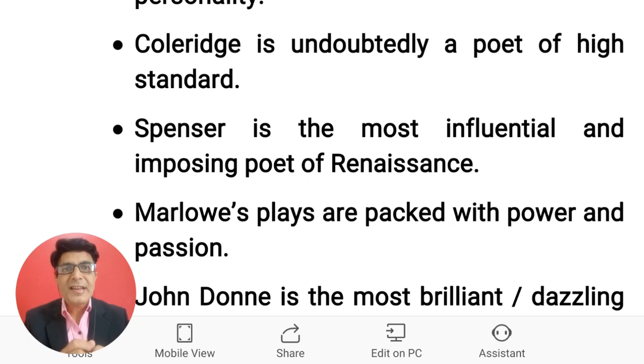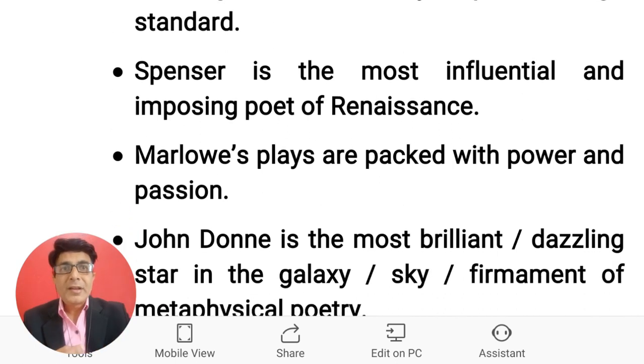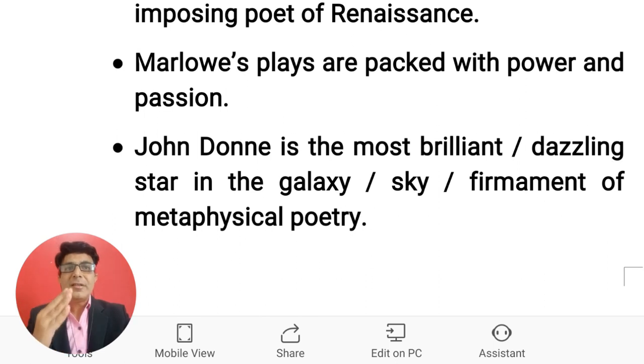Or here you can change the names, right? Instead of Marlowe, you can say William Shakespeare, right? You can say George Bernard Shaw, right? John Donne is the most brilliant, or you can use the word dazzling. John Donne is the most dazzling star in the galaxy of metaphysical poetry. Now, instead of galaxy, in one answer you can use the word galaxy, in another answer you can use the word sky, or in the third answer you can use the word firmament. Firmament, sky, galaxy, all are the same, right?